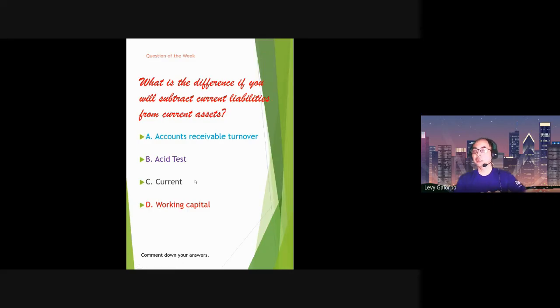Now, bago tayo magpatuloy, ito muna ang ating question of the week. What is the difference if you will subtract current liabilities from current assets? Letter A, accounts receivable turnover. Letter B, asset test. Letter C, current. And letter D, working capital. So, yung sagot nyo ay i-comment ninyo.